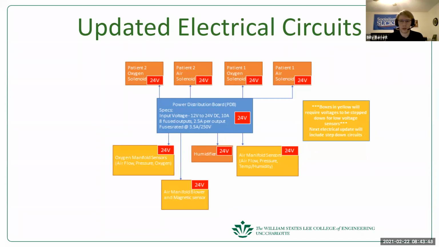So the yellow box to the right says that anything in yellow will use step down circuits to step down the voltages. Those will be buck converters. That'll be in the next update down the road.